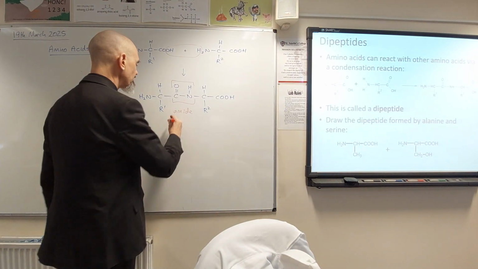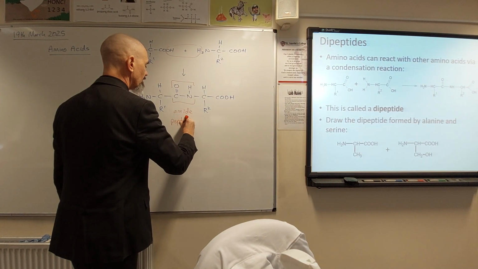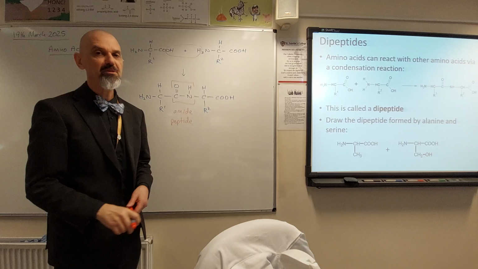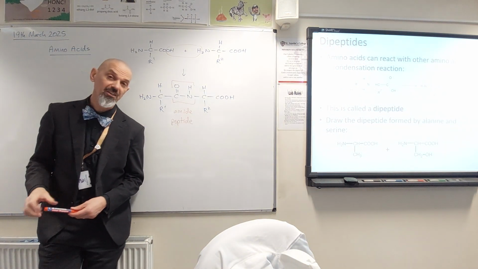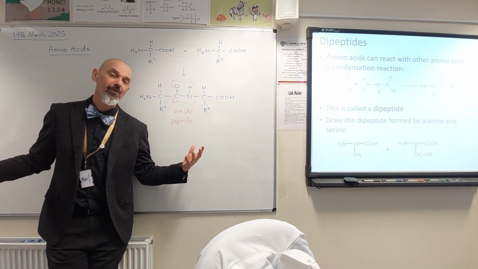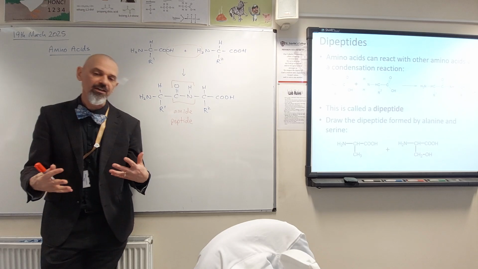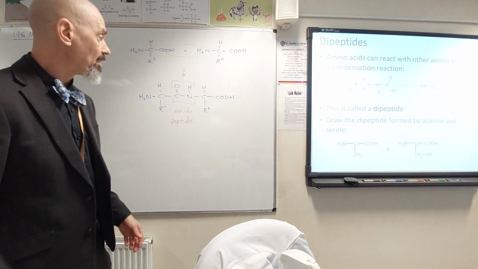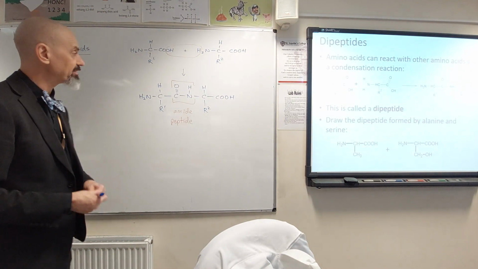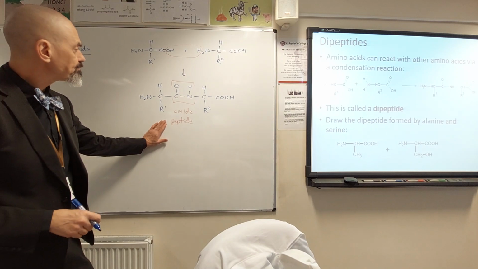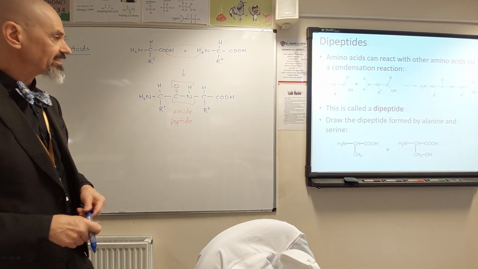Biologists, for their own reasons, I'm sure, call this a peptide bond or a peptide linkage. So the amino acids are joined together by the peptide or amide. You can call it either in the exam, they don't mind. And that joins the two amino acids together.